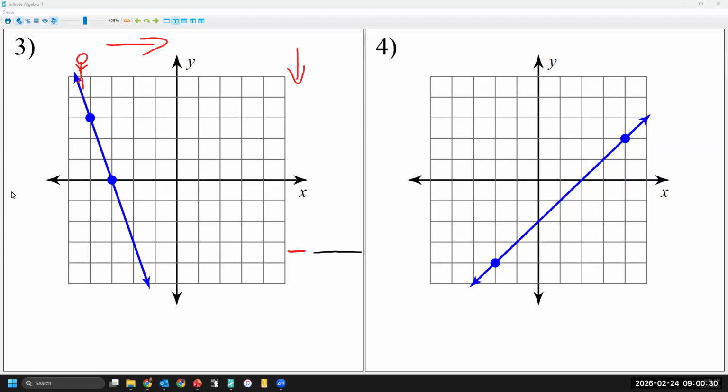Let's see. Going from this point to this point, I'm going to go down 1, 2, 3 units. That goes on top. Up or down goes on top. How many am I going to go over? Well, I'm only going to go over 1 unit. So my slope is negative 3 over 1. Well, if I simplify my slope, negative 3 over 1, 3 divided by 1 is just 3. So my slope is simplified negative 3.